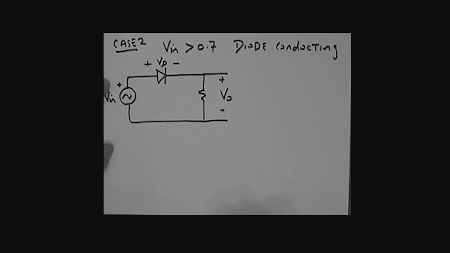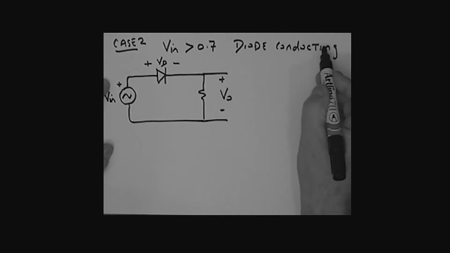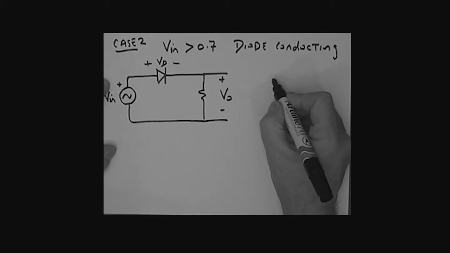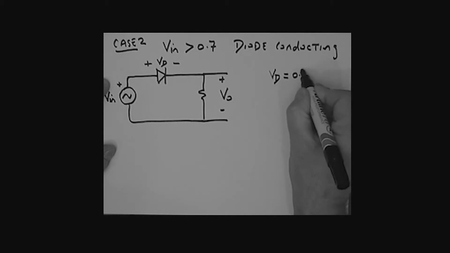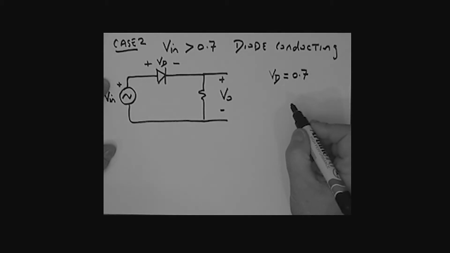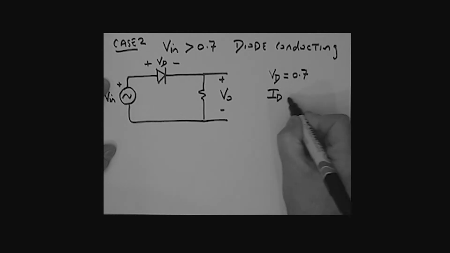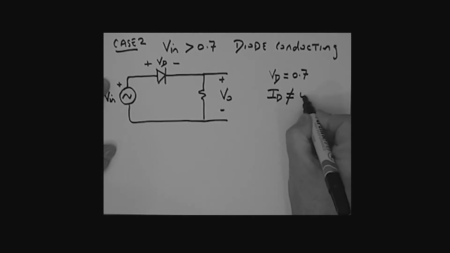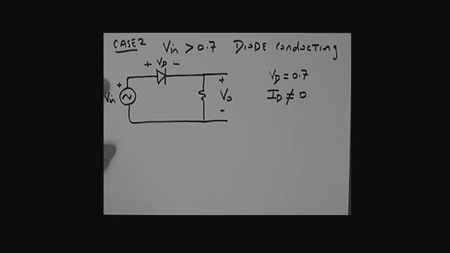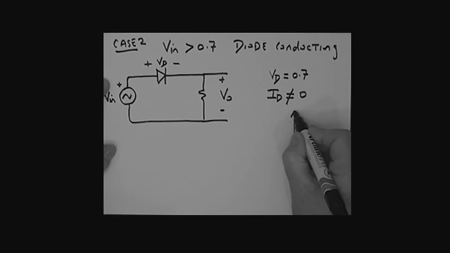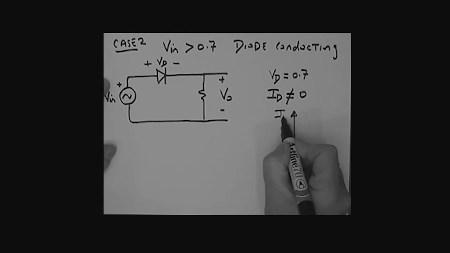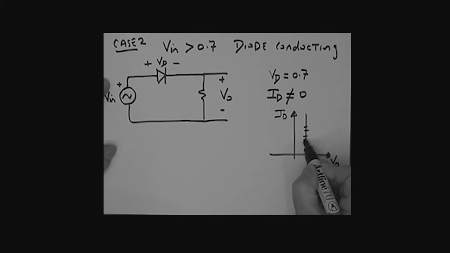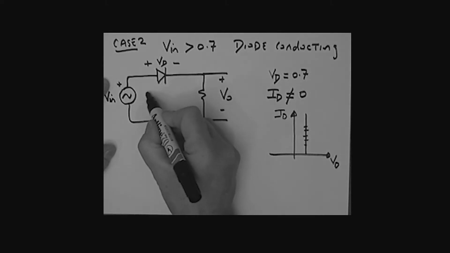Okay, what's our condition now? V in greater than 0.7, diode is conducting. If the diode is conducting, then the voltage across the diode, using that second approximation, will be equal to 0.7. What about the diode current? Well, the diode current, we can clearly say that that is not equal to 0 in this case. If once again I looked at the characteristic here for that second approximation, there's VD versus ID, then we are somewhere on this vertical section of the curve.